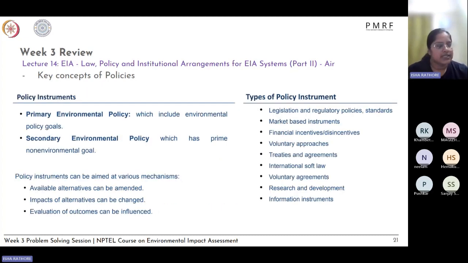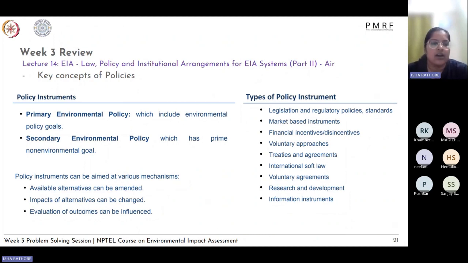So, policy instruments can again now be of two types: primary environmental policy and secondary environmental policy. Primary ones are those which have environmental policy goals, whereas secondary environmental policies have primary non-environmental goals. So it can be something associated with aesthetic value, economic value, or social value. Those are secondary environmental policies, where the primary goal is not an environmental goal.